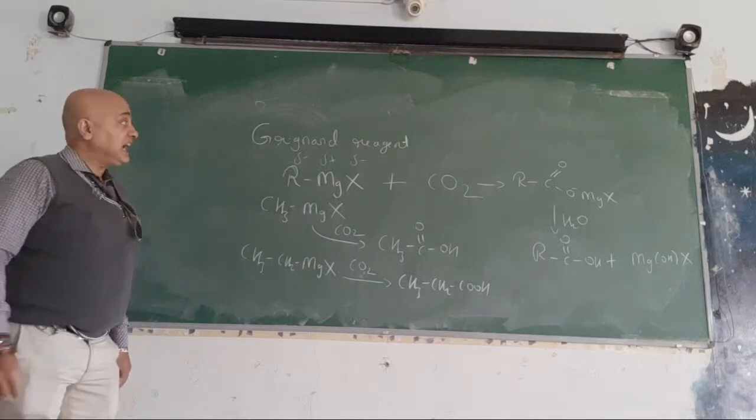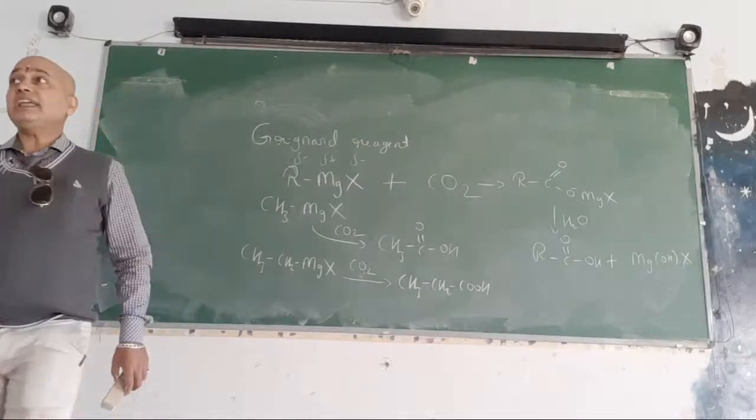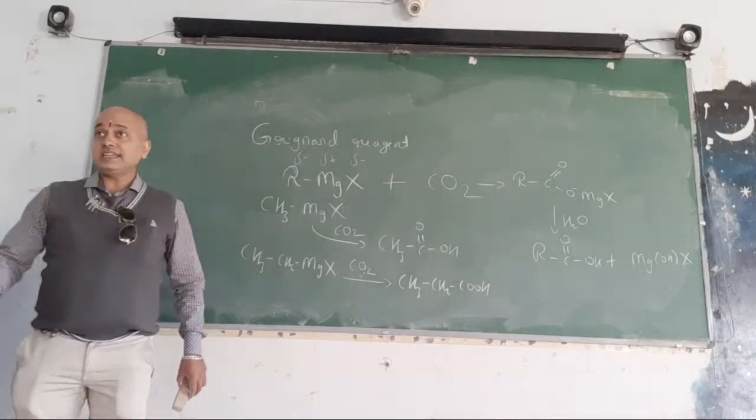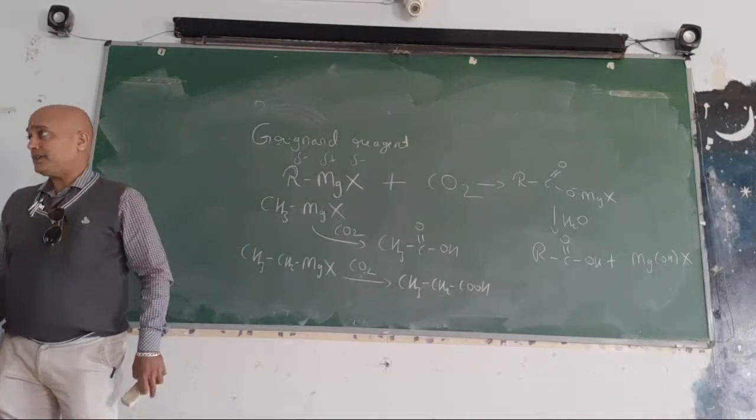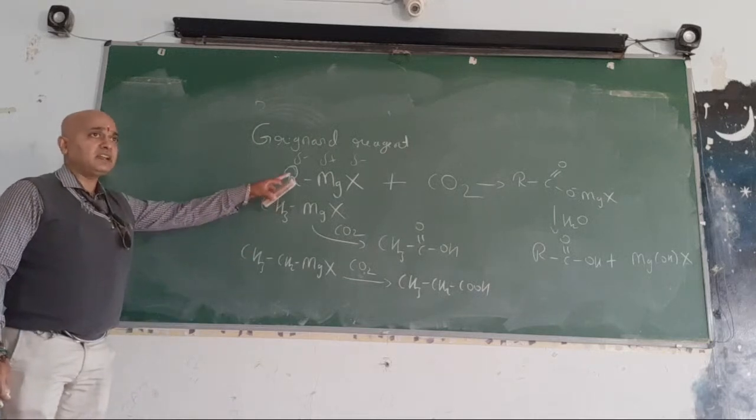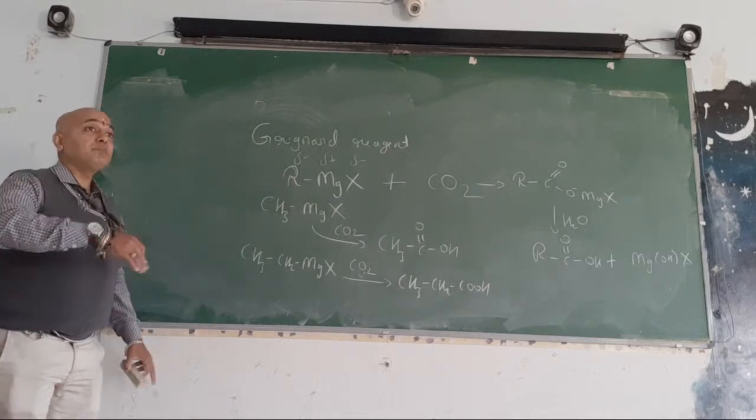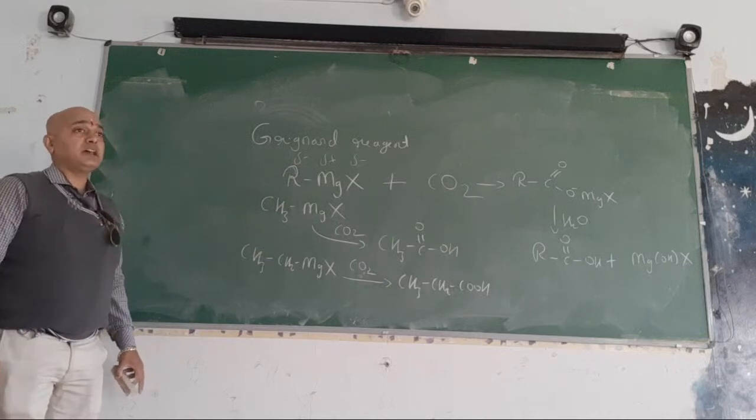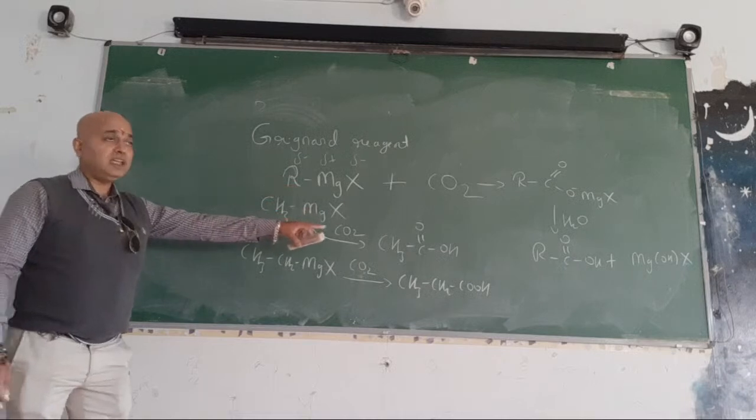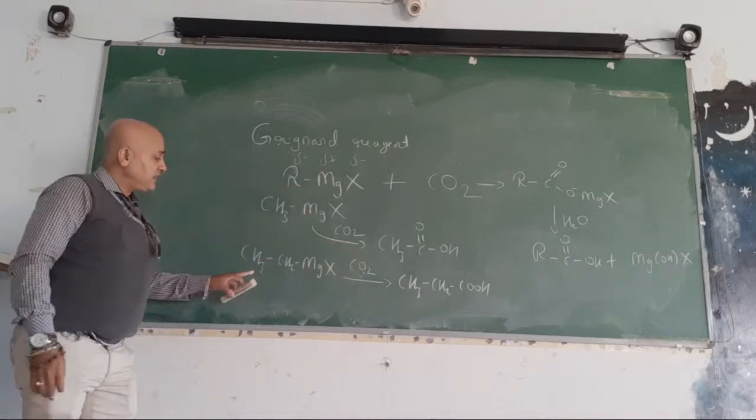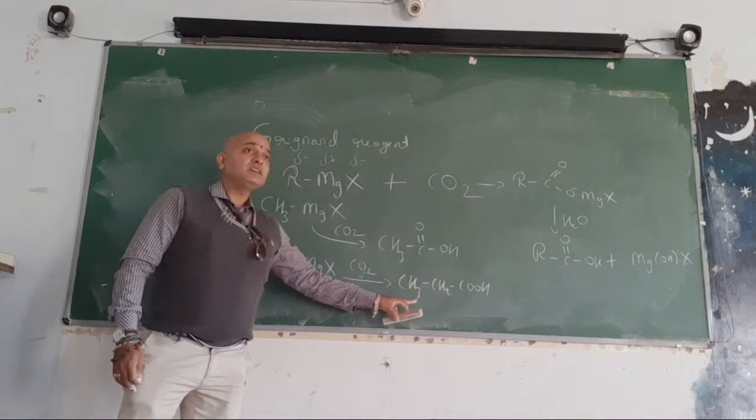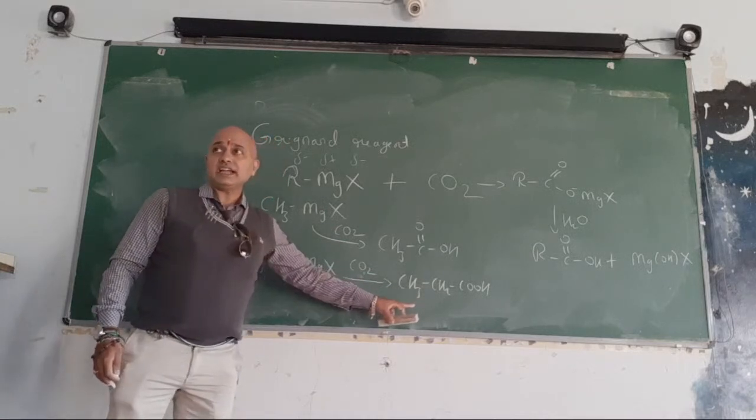We can see that when we are going by using Grignard reagent, we are going to have one extra carbon. There is an increment in the number of carbon. It will not give the exact respective alkyl carboxylic acid. There will be one extra carbon. So if I take methyl group, the product will be ethanoic acid. If I take ethyl group, the product will be propanoic acid. So that's what we can expect in the reaction over here.